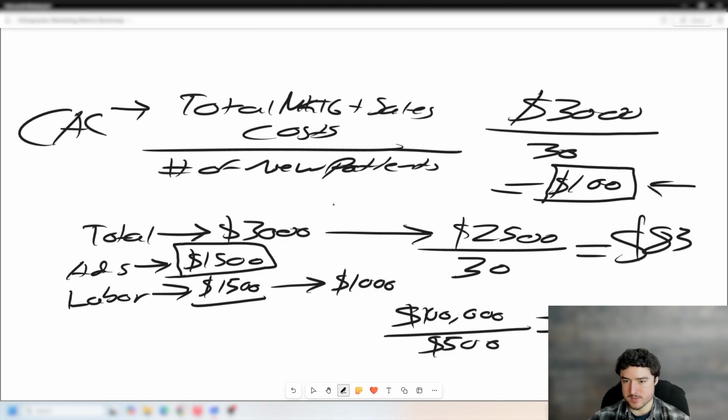200 new patients. And if we need 200 new patients, we can see 200 times $100 means we need to spend $20,000 in ads. So we need to spend $20,000 in ads and labor and all that other stuff in order to get the new patients that we need to add $100,000 to our practice. So cost to acquire a customer is probably one of the more important metrics that we're going to be going over, and this is kind of why.